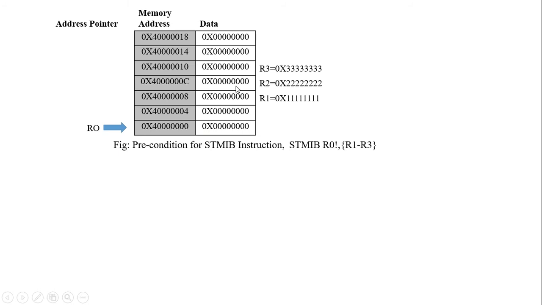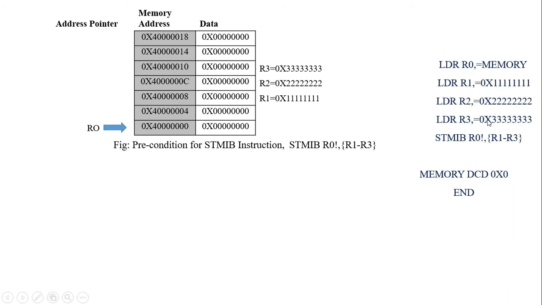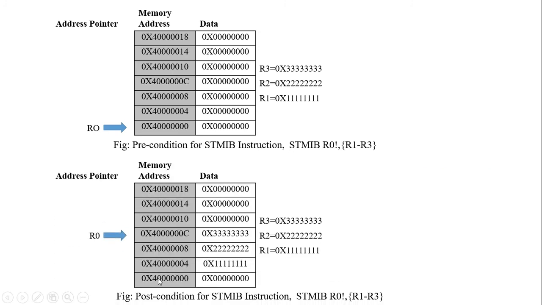The same thing we can represent in code also. The code I wrote here, I just replaced IA by IB: STMIB, increment before. So what happens is that the R0 base register is first incremented, then it stores the data. That is the difference between IA and IB. You can observe here, earlier the R0 base pointer is pointing at 0x40000000. In that location it is initially 0.